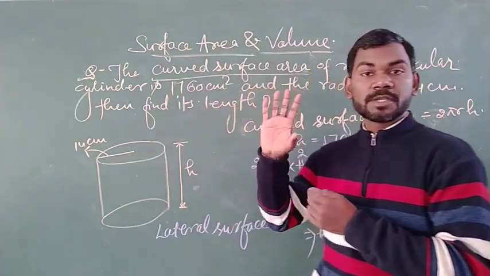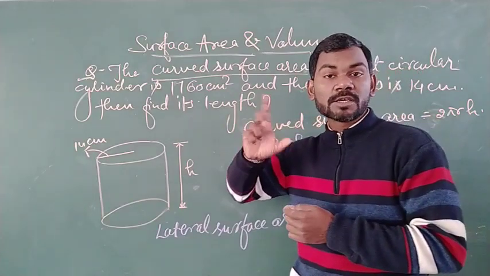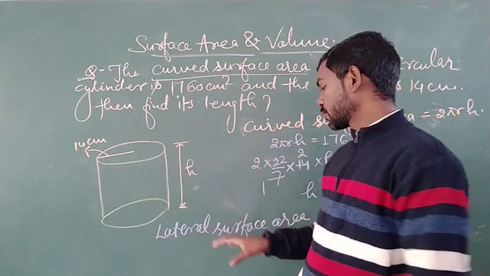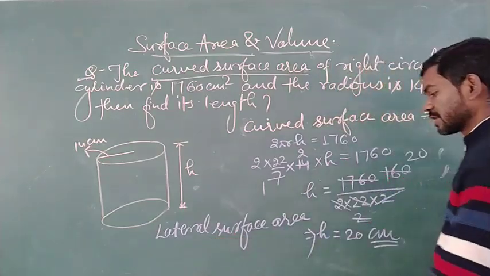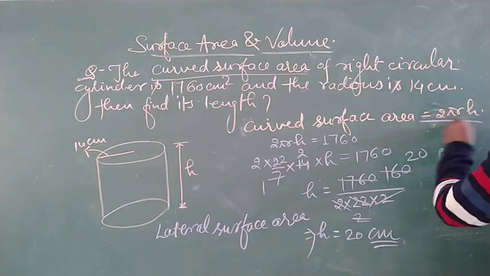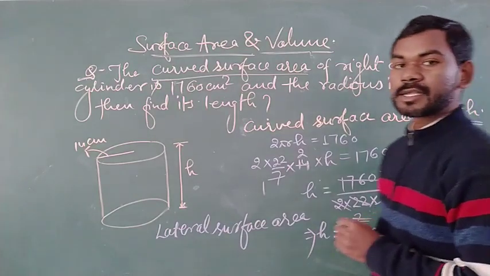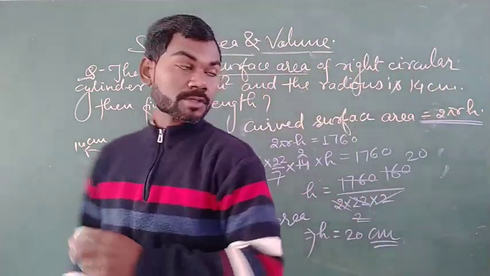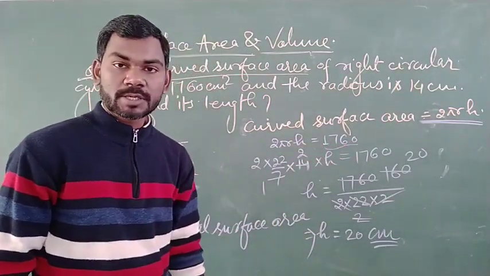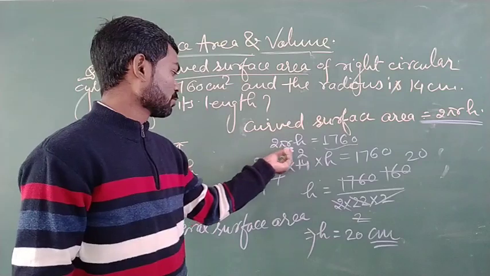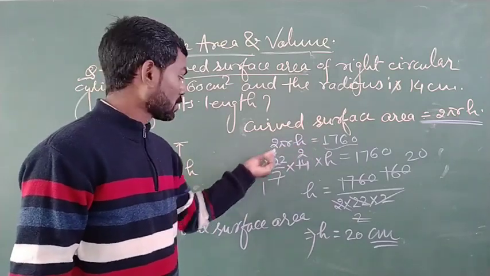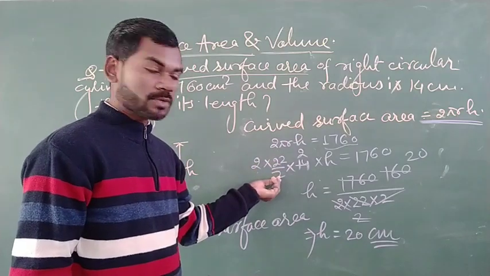If the question is given in terms of total surface area, then the formula will change. The lateral surface area or curved surface area of the cylinder is given as 2 pi r h. The curved surface area is given as 1760 and the formula is 2 pi r h. 2 will remain as it is, and the value of pi is 22 upon 7.